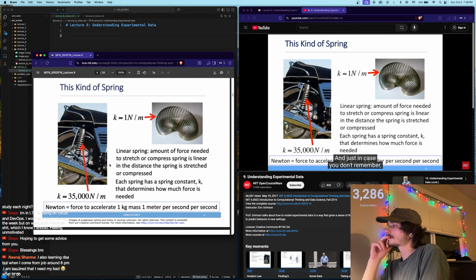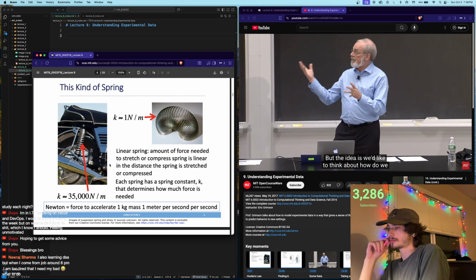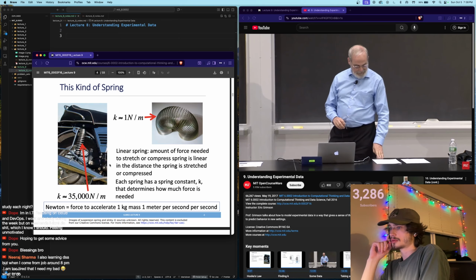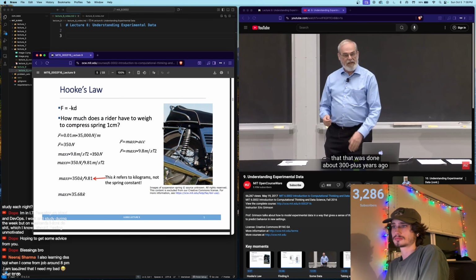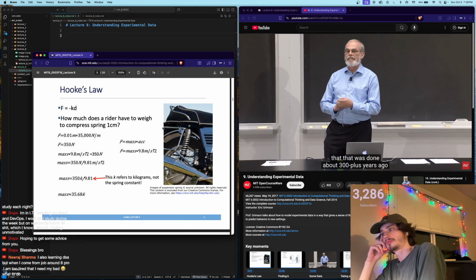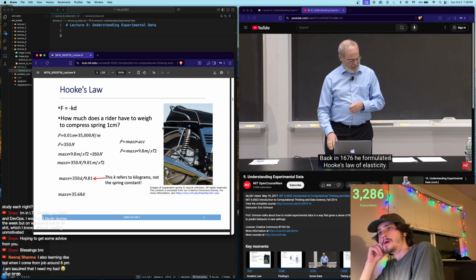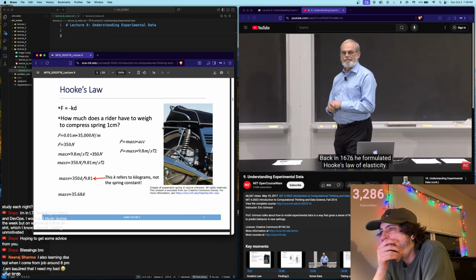And just in case you don't remember, a newton is the amount of force you need to accelerate a 1 kilogram mass 1 meter per second squared. We'll come back to that in a second. But the idea is we'd like to think about how we model these kinds of springs. Well, it turns out, fortunately for us, that this was done about 300 plus years ago by a British physicist named Robert Hooke. Back in 1676, he formulated Hooke's law of elasticity.